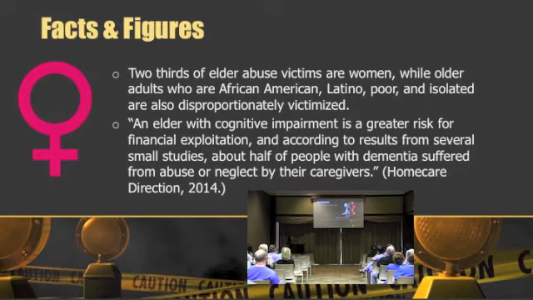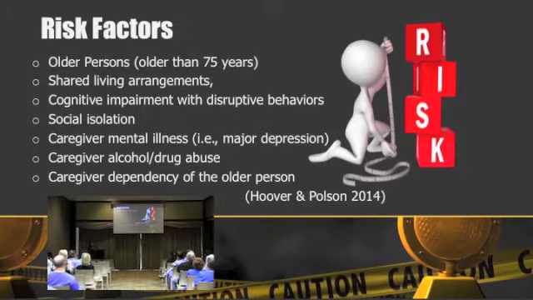Some other risk factors: you're at higher risk if you're over the age of 75. Shared living arrangements. So while a family may think they're doing the very best by letting their grandparent or their elderly family member share living situations, because of that, they are actually at higher risk of abuse or neglect. Those that are cognitively impaired, and if they have any type of disruptive behavior, they're at higher risk. Those that are socially isolated are at much higher risk.